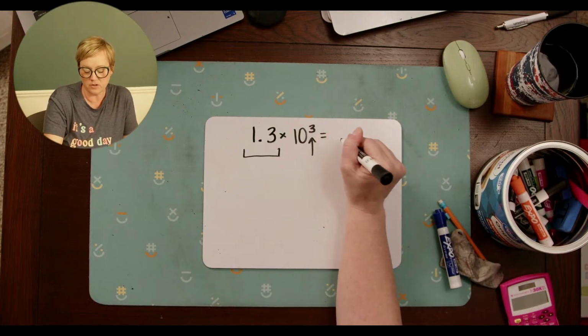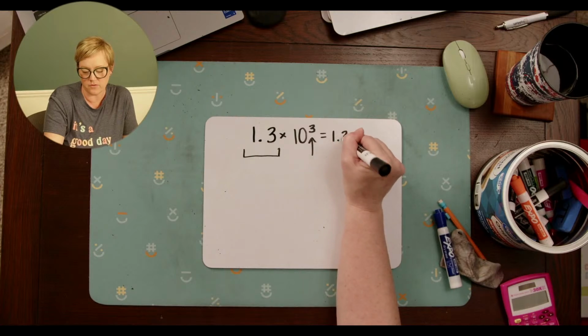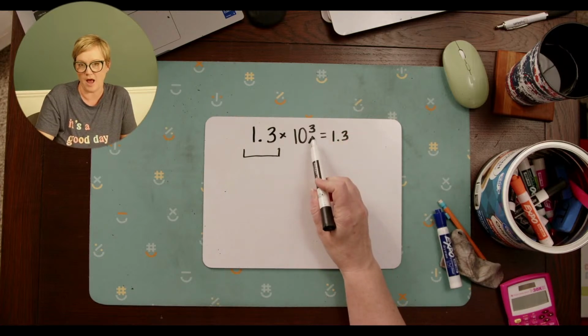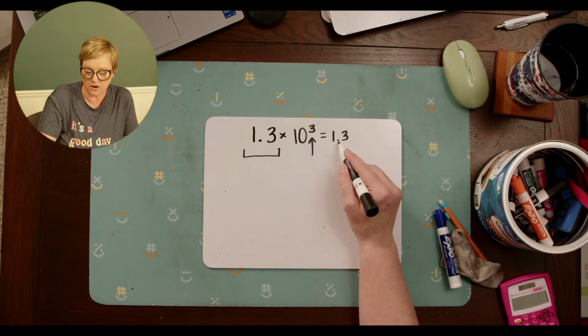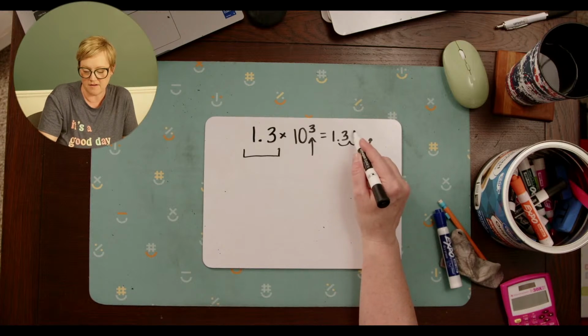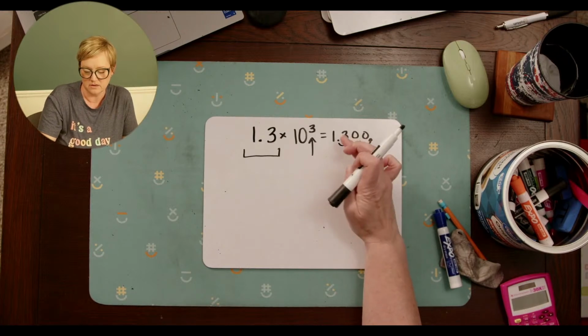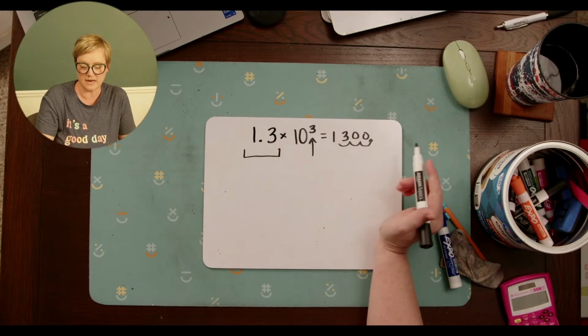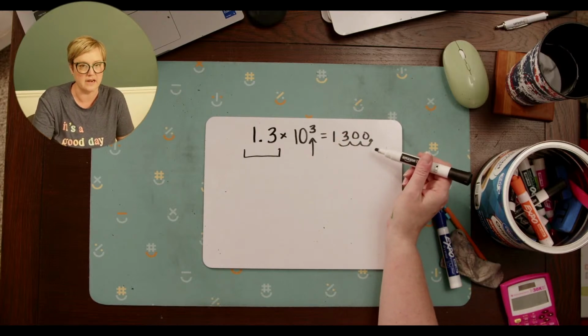So if I'm looking at this, I would have 1.3 and then I move it to the right because the exponent is positive, and I move it 3 spaces because that's a 3. So I go 1, 2, 3, and then I fill in with zeros. So 1.3 times 10 to the third is actually 1,300.